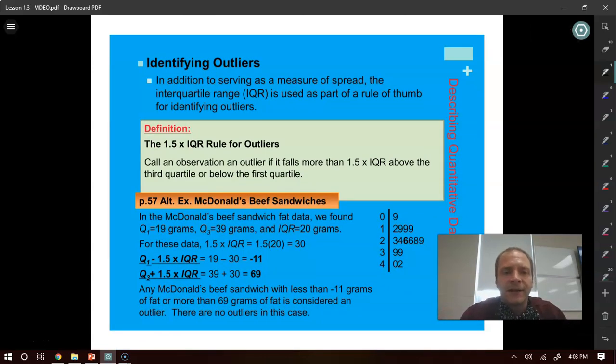We can look at it with the beef sandwich examples from McDonald's. We already found all the information from before. We found our Q1, our Q3, and our IQR. So I take this IQR and multiply it by 1.5. That gives me how far above Q3 and how far below Q1 I go, and that's what this part is showing you. You take your Q1 and subtract that value. So 19 minus 30 is negative 11. Any value below negative 11 is going to be considered an outlier. It doesn't make sense with calories and fat grams on here. For Q3, any value above 39 plus 30, which is 69, is going to be an outlier. If we look at that stem plot, we see there are no numbers that fit that range, so there are no outliers in this case.